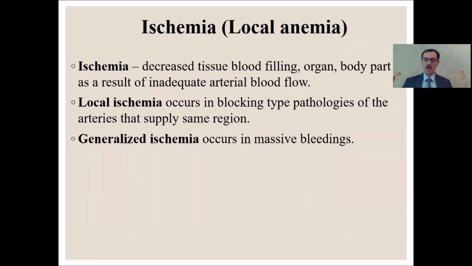That was hyperemia. Now let's discuss ischemia, the opposite pathologic process to hyperemia. Hyperemia means an increase in the volume of blood, but ischemia is a decrease of tissue blood, or we call it local anemia. There are two types, local ischemia and generalized ischemia. Local ischemia occurs, for example, by blocking the blood supply of some regions. But generalized ischemia can develop after massive bleeding.